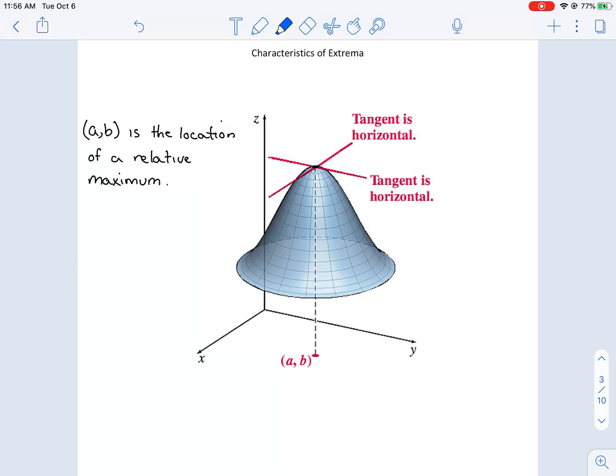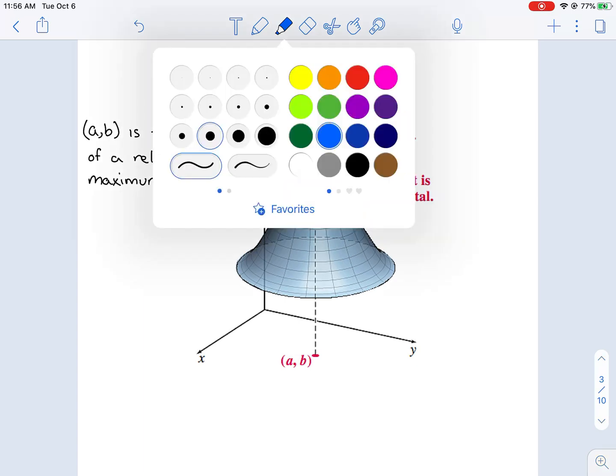Hello class, in this video I'll be describing some characteristics of relative extrema and provide the steps needed to locate and test for relative extrema. Let's begin.